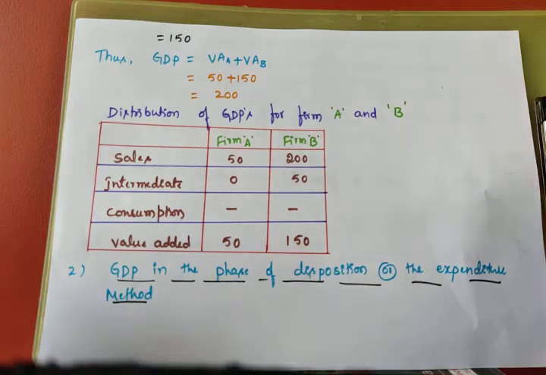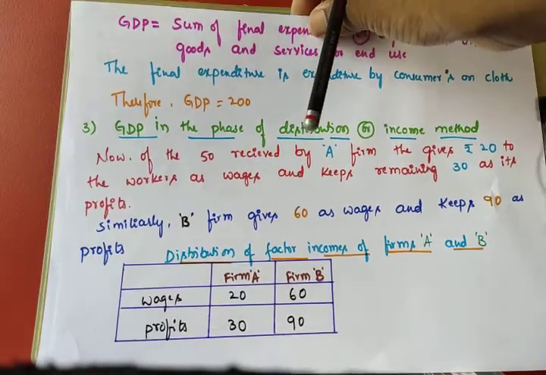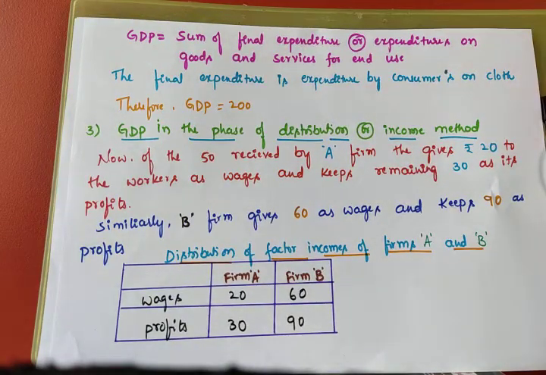Okay, the second one is the expenditure method. Under the expenditure method, we can calculate the national income by adding the final expenditure done by each firm in the economy. Here the final expenditure should be equal to the income received by the people.